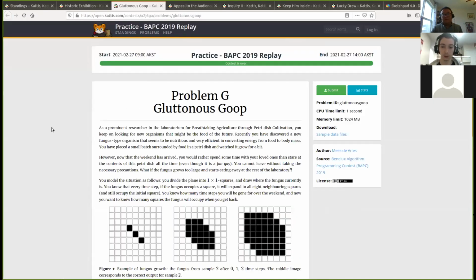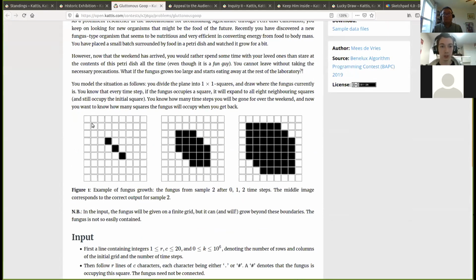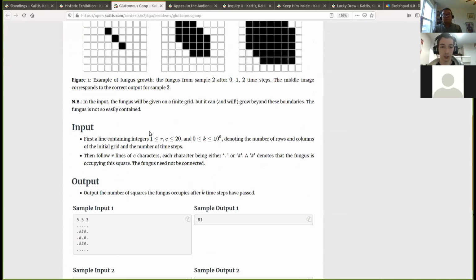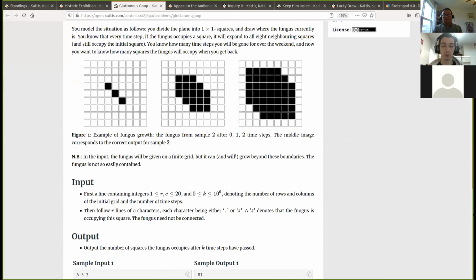Yeah. So next problem is G. In this problem, there's a grid of cells, and every time step, every cell that's adjacent to a black one becomes black, and diagonal adjacency also works. Given this initial grid, which is at most 20 by 20, but when it grows in the infinite plane it can get very big, after k time steps, you want to know the total area of all of the black cells.